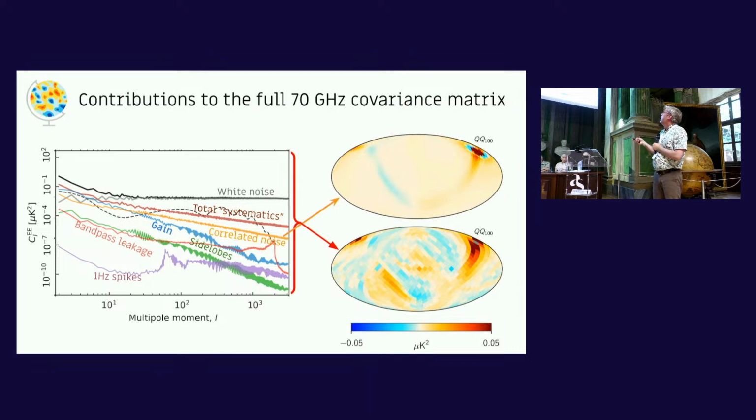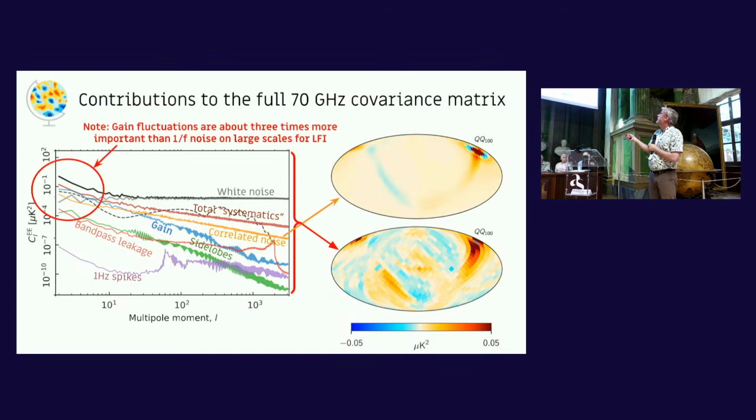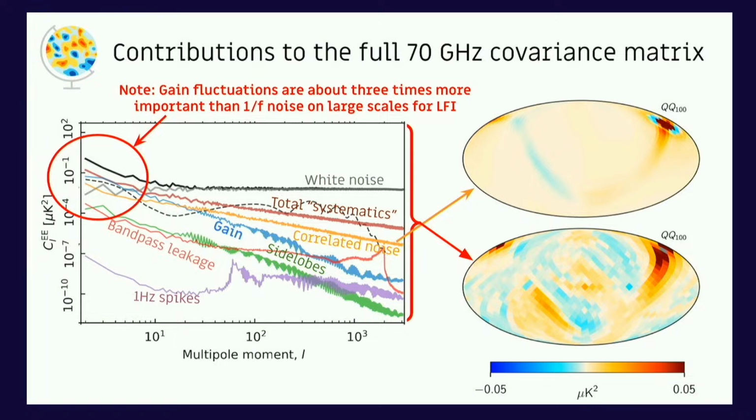Another interesting thing for those interested in LFI: if you pay attention, you can see that at low L's, which is usually what we care most about, the dominant factor is in fact not correlated noise. The gain has a steeper slope here and overtakes it at very low L's, and the gain fluctuations are actually about 3 times more important than the white noise. And that plays a role when you get down to estimating tau or anything like that from this data.